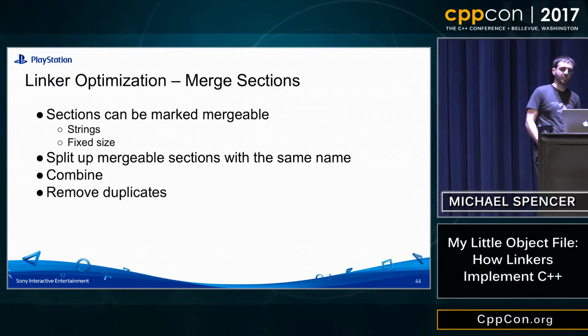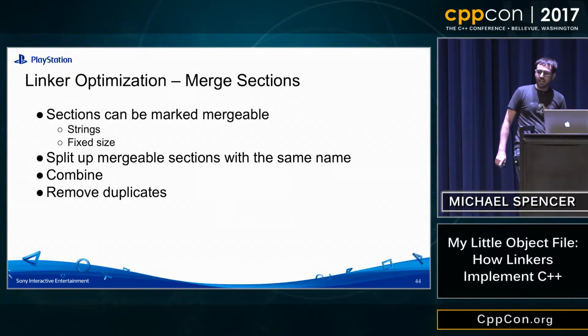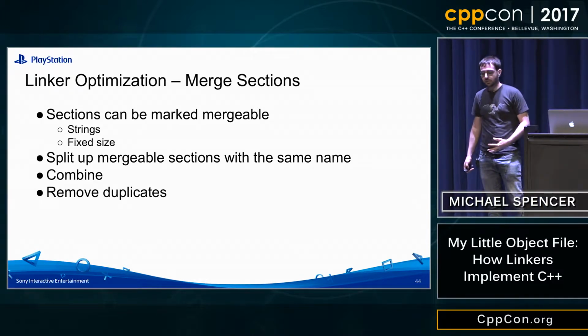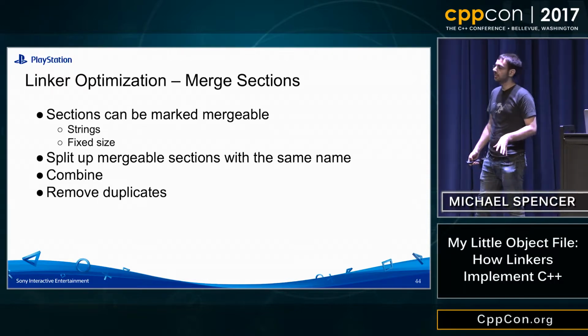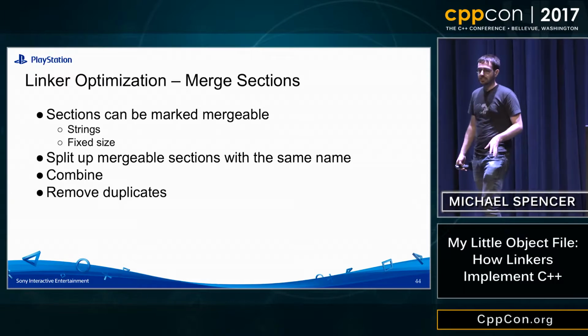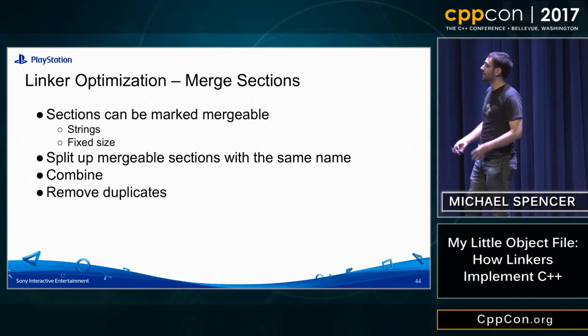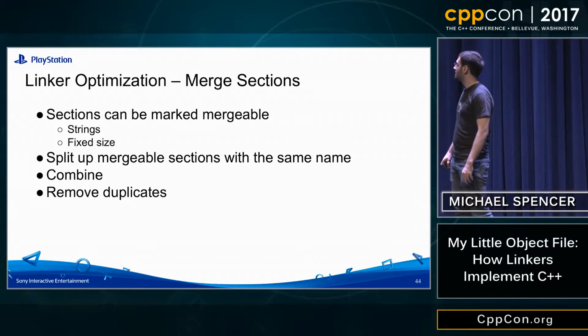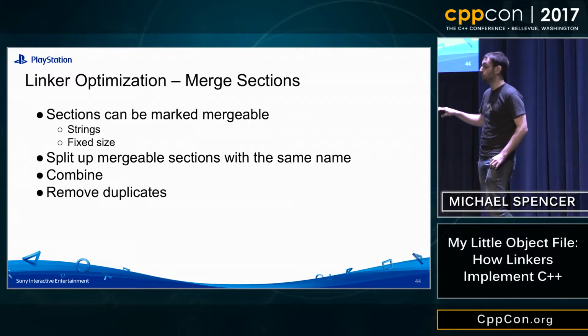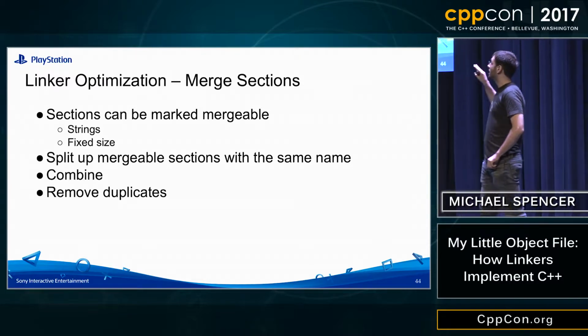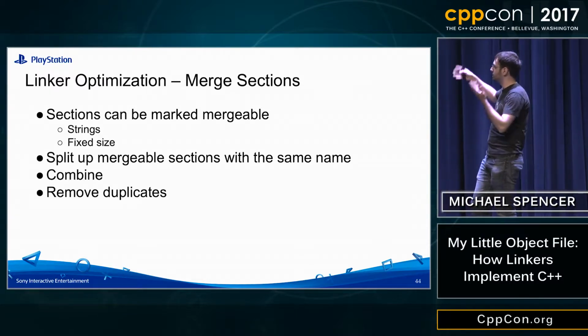You've also got special sections, which are merge sections. These are sections that are known to not have the address taken of certain things, and these are generally going to be strings and sometimes fixed data. And this is actually much simpler than ICF, because here the section is not atomic. You can split it up all you want. So you can split it up and do a unique on them.